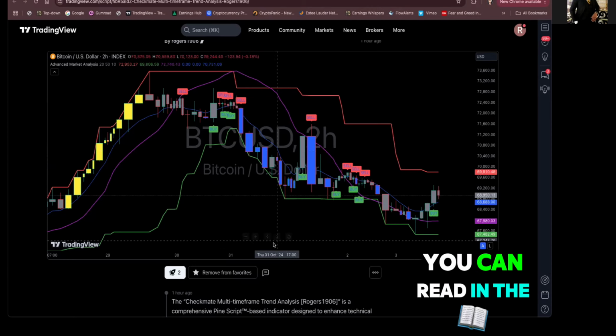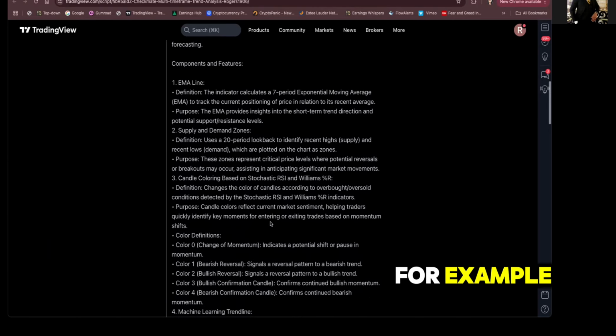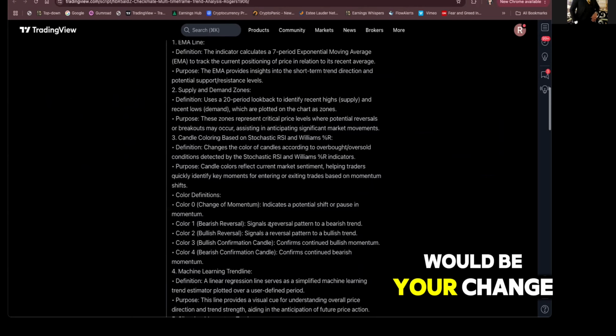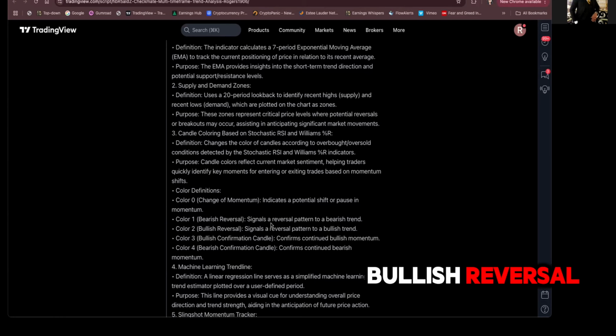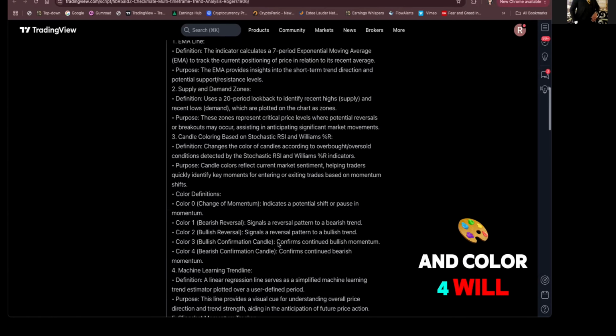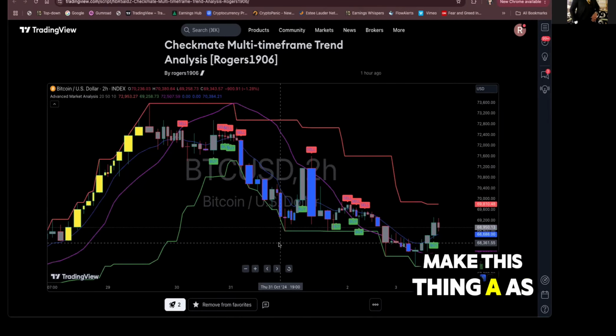Now, of course, if you read the description here, you'll see more definitions of how things work. For example, when we go to the settings, color 0 would be your change of momentum. Color 1 would be your bearish reversal. Color 2 would be your bullish reversal. Color 3 would be your bullish confirmation candle, and color 4 will be your bearish confirmation candle. Now, I tried to make this thing as simple as I could.